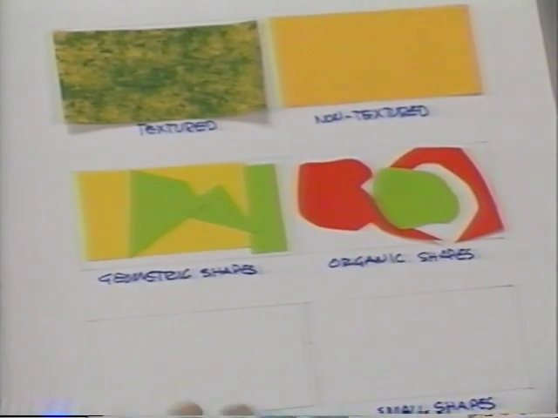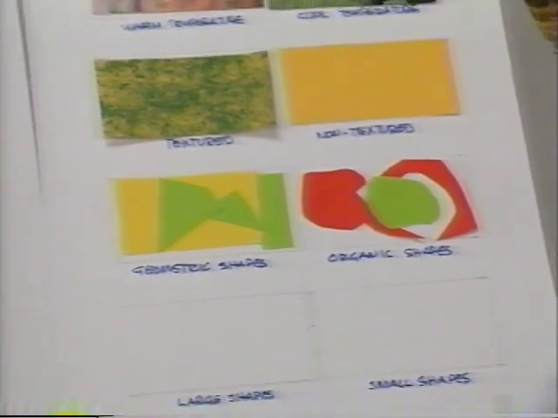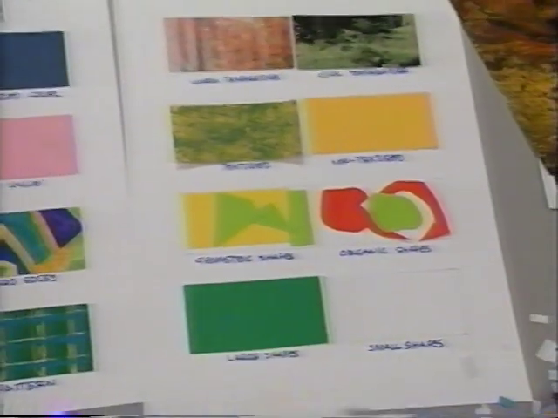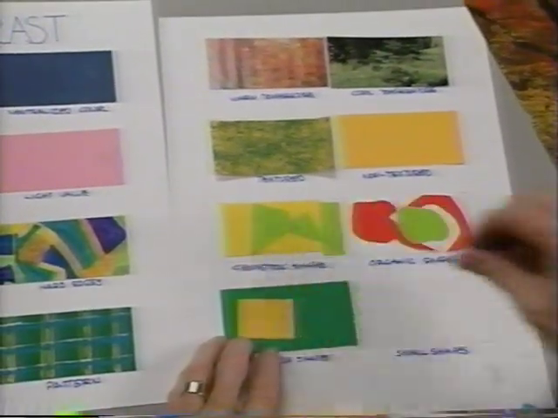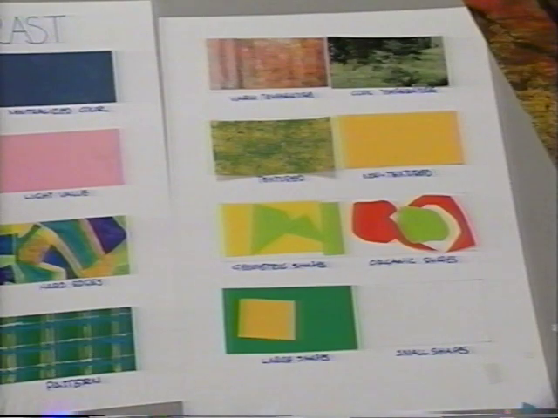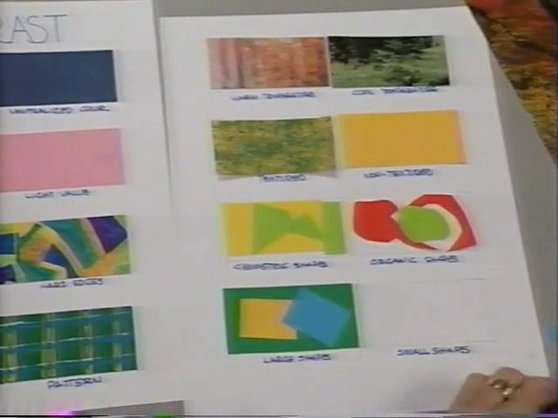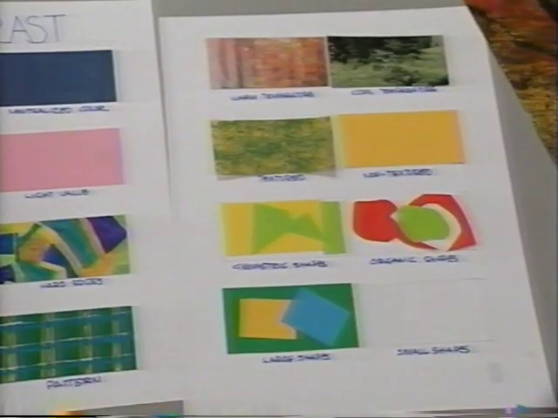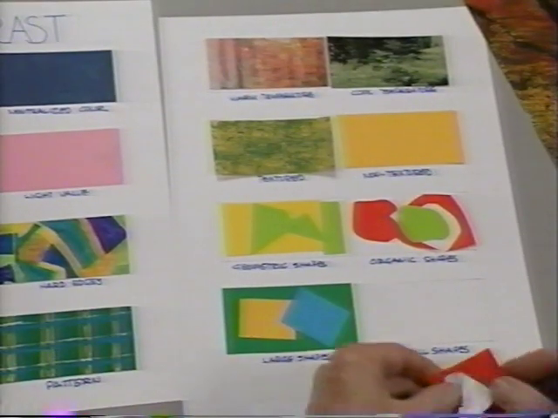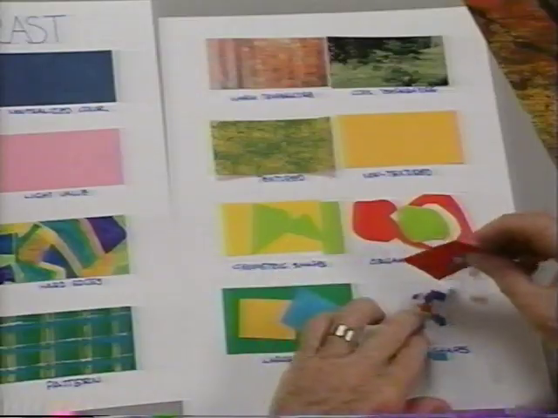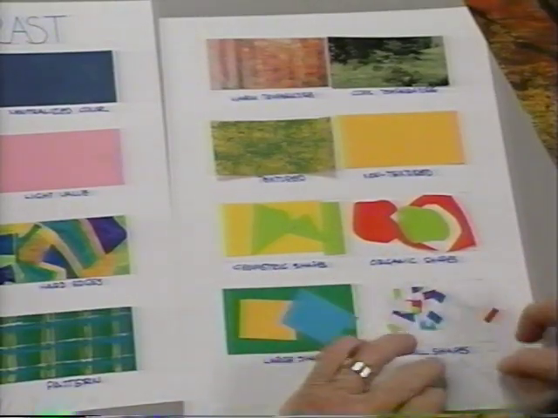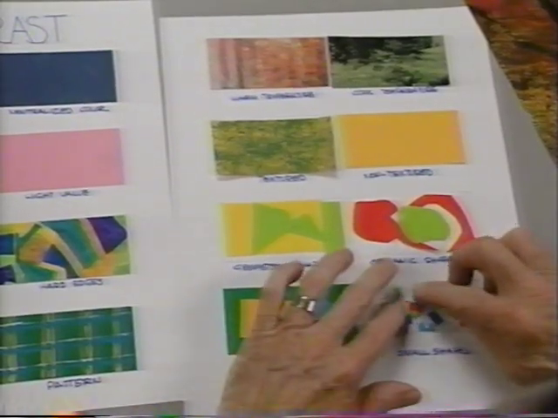And then we can contrast large and small. And we can put some large shapes in here. And see, we can put big shapes on one side to show large shapes. And then we can put confetti-like pieces on the other side. This is something that makes a big mess, but it also emphasizes the difference between large shapes and small shapes.